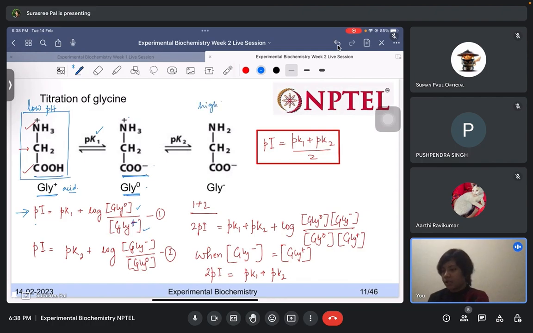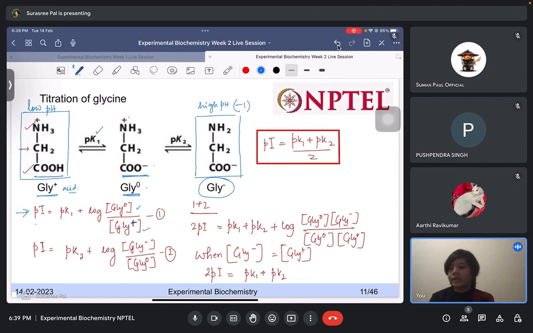Next, when we are increasing the pH to a high pH condition, what happens? This structure can now be formed as the amino group is releasing its proton. Therefore, the glycine is now negatively charged, and we denote it as glycine negative, because the net charge on it is -1. This occurs at a higher pH value because the NH2 group has a higher pKa value.